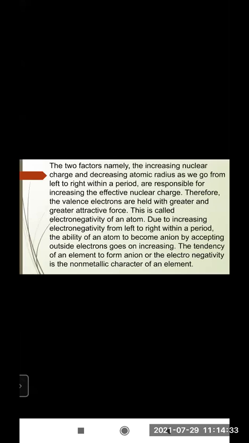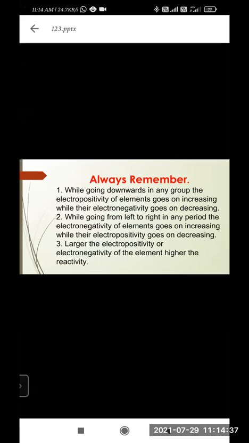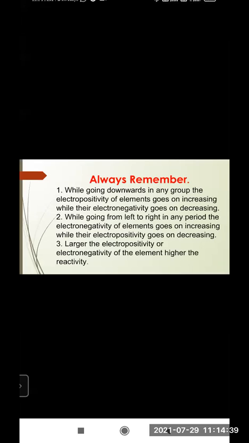Now all these points we'll see in short. That is, it is given in the Always Remember section. Clear? But before that, once again, I just want to revise the chart which is given on page number 26. So as I told you, from left to right, as we move in the period, what happens here? Decreasing atomic radius. So atomic radius decreases. Then electronegativity increases and non-metallic character. And the third point is decreasing electropositivity and metallic character.